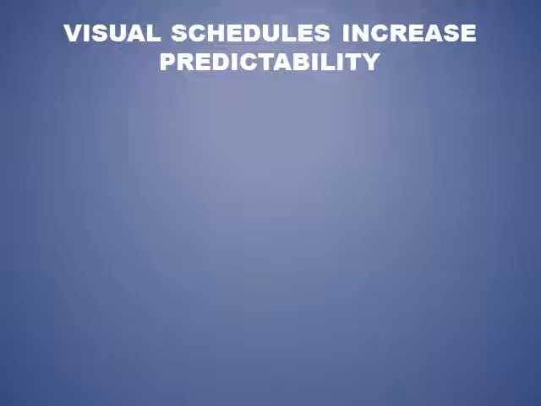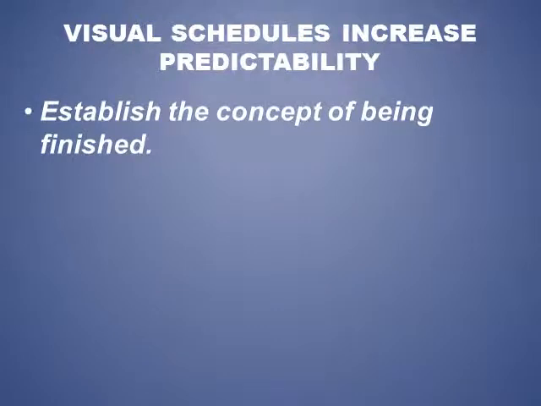Visual schedules are a great tool for increasing predictability. With the use of visual schedules, you can establish the concept of when an activity is finished, when worship service is over, when the Sunday school classroom is over, when youth group is over. Sequencing pictures in a visual format, again as we'll look at in a slide or two, can help increase the predictability of when an activity is finished.